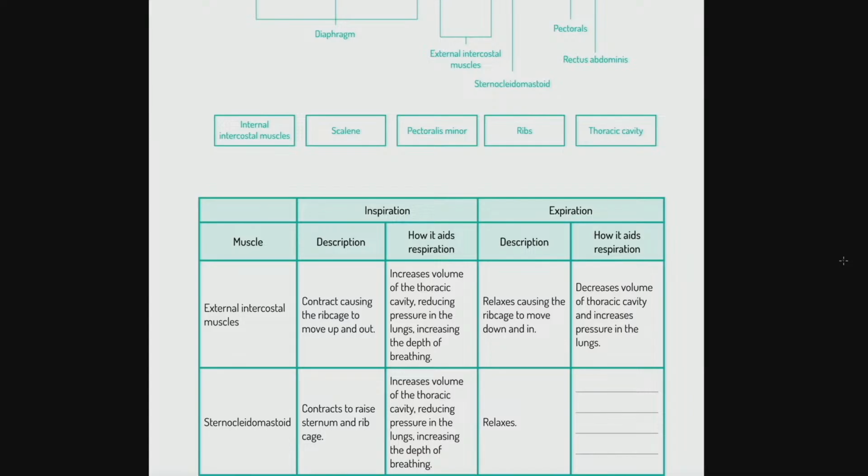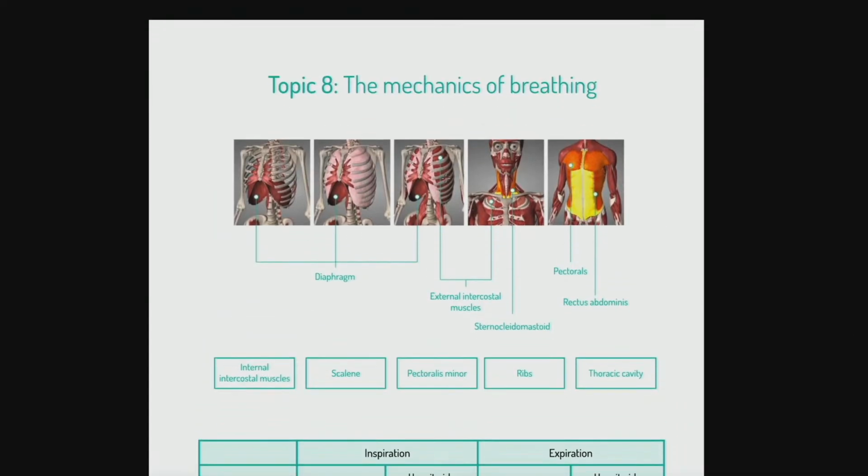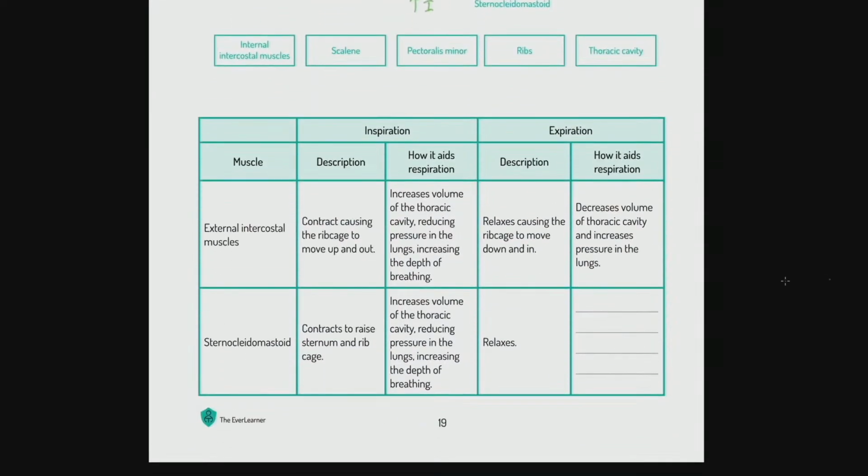So first of all, we're going to have a look at the external intercostal muscles, guys. Just to be clear, the external intercostal muscles are these ones here, these ones that sit in between the ribs. One thing I want you to be aware of with these is their origin is above their insertion, so when they pull upwards, that's going to change when we get to the internal intercostal muscles in a second. They contract, causing the ribcage to move up and out. They increase the volume of the thoracic cavity, which reduces the air pressure in there, and therefore it draws air into the lungs.